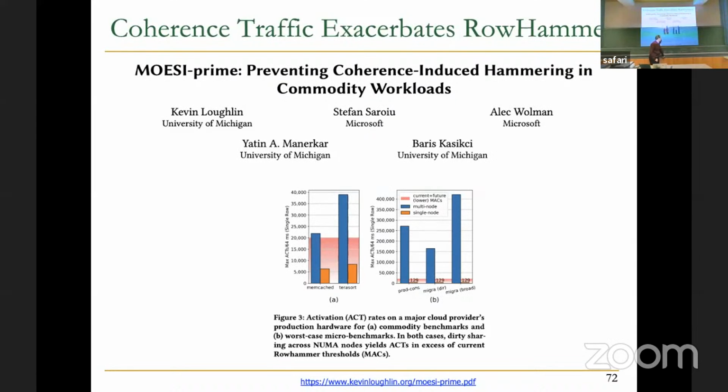What does it mean? The latency to access this memory from this processor is faster compared to the latency to access this memory from that processor. Basically, because the memory is distributed across the system, the latency to access is very different for different processors and for different chunks of memory. And they basically say that because of the dirty sharing that happens across these nodes, you get a lot more activations than what is actually seen in RowHammer thresholds to induce bit flips.